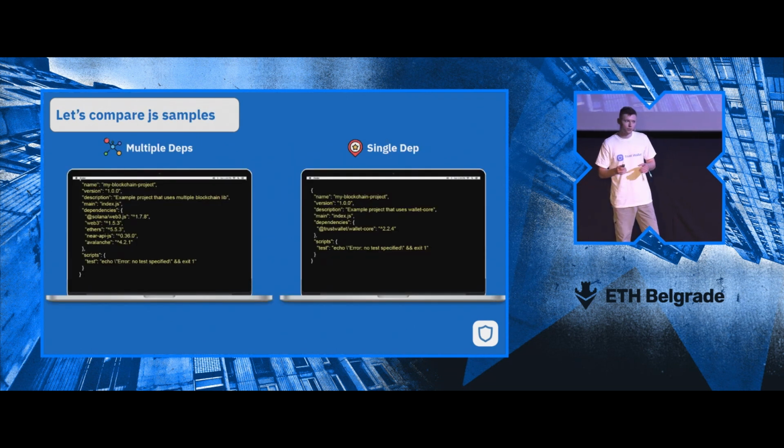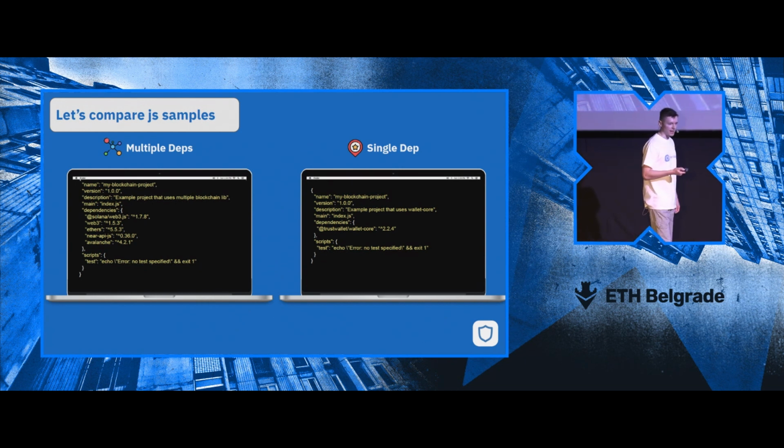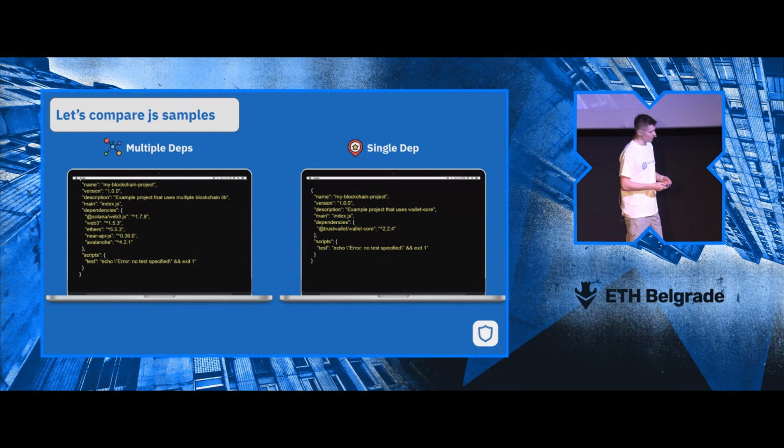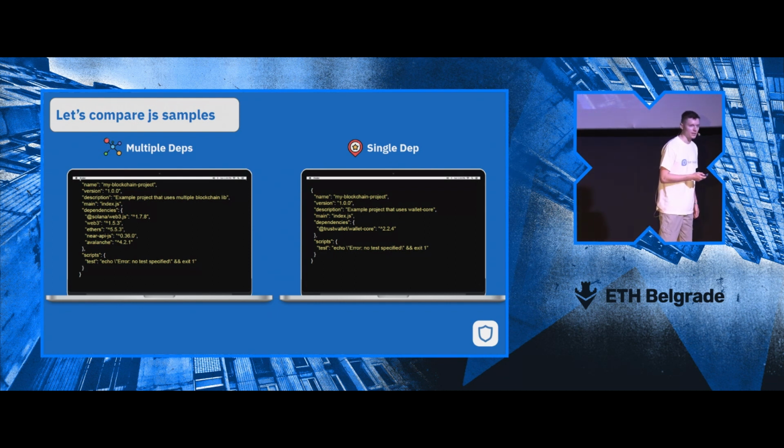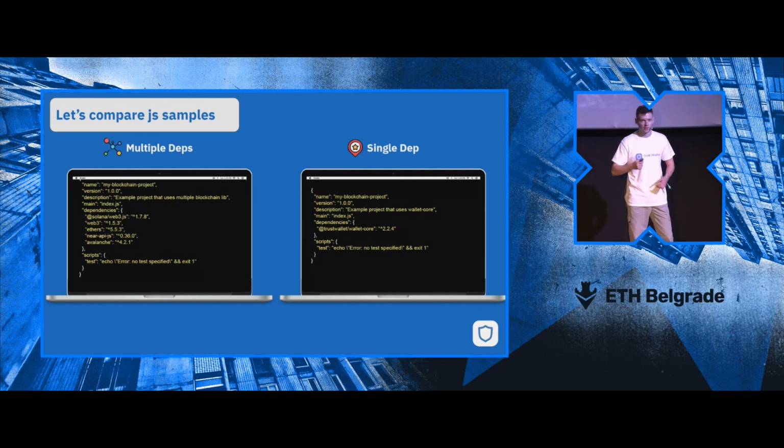I would like to compare a few examples. Let's imagine we develop a JavaScript application, a multi-chain wallet in JavaScript. On the left side, as you can see, we use multiple dependencies to work with the Solana, Ethereum, Near, and Avalanche blockchains. But the list of dependencies will get longer and longer as you integrate new blockchains.